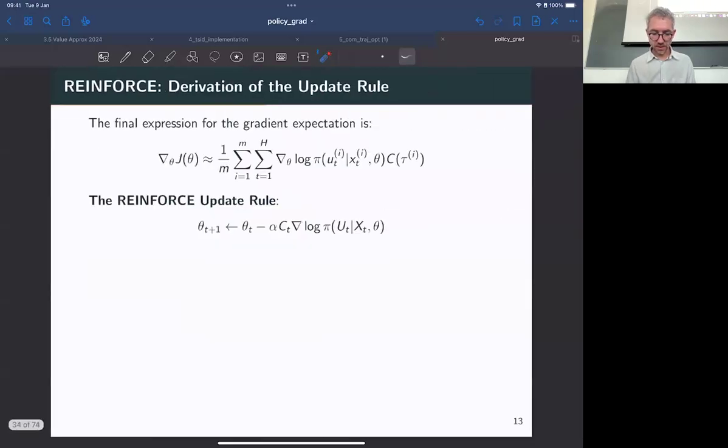This is a gradient expectation. And as I was mentioning a moment ago, then you do gradient descent. So you simply take that object and you use it as your gradient to update the parameter theta. So for every trajectory, you update the parameter theta by taking a step in this direction. Here you have the cost to go, and here you have the gradient of log pi.